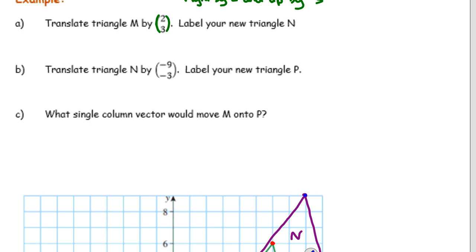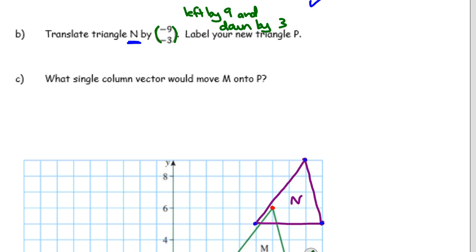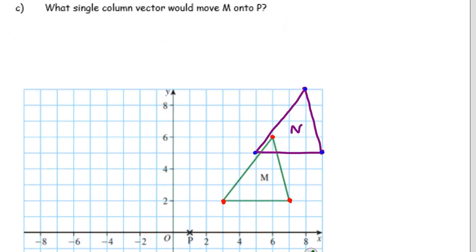Now translate triangle N. So not triangle M, but triangle N, the new one that you did. And I want you to translate it this way. See that translation vector? Label your new triangle P. So each point on N, each blue point, we're going to have to go left by 9 and down by 3. So again, if that really helps, write it out, because it means you're going to think about it a bit more and hopefully do the correct translation. So remember, horizontally first and then vertically. So you're going to go left by 9 and down by 3. Left by 9, down by 3. That's all from these blue ones. Left by 9, down by 3.